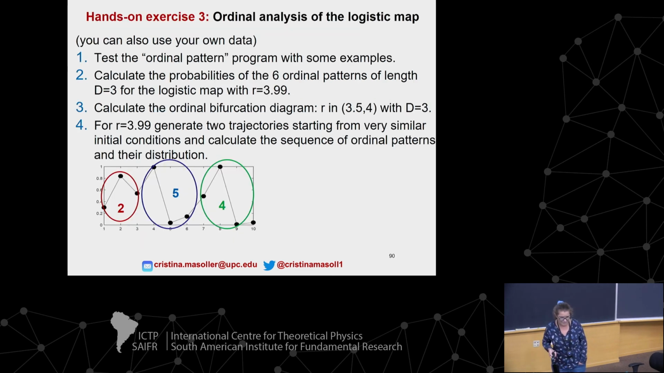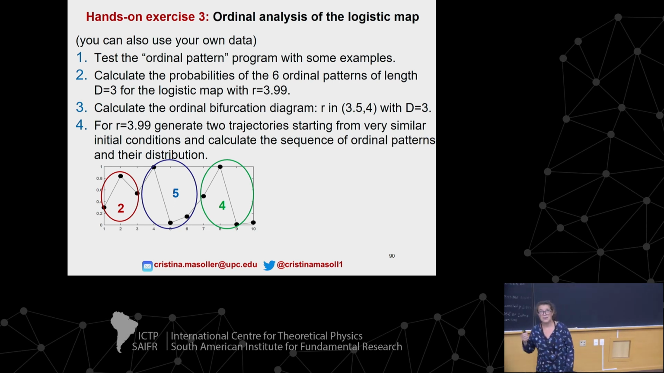So this is the last part of the third exercise, which is to play with the ordinal patterns and the logistic map, or you can use your own data to calculate the ordinal probabilities and the ordinal bifurcation diagram. If you're working with the logistic map, you will see that the word 3, 2, 1 never occurs. And then you can also see how the distribution of ordinal patterns changes when you change the initial conditions. See if you get the same distribution or not.